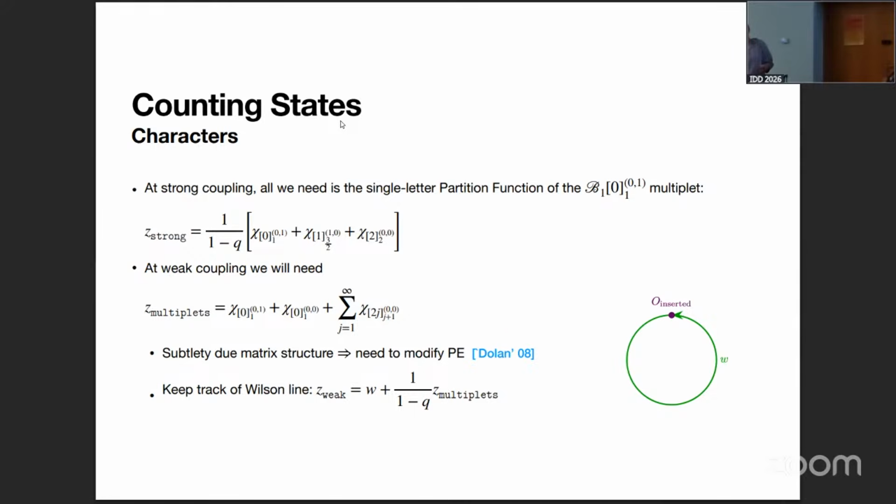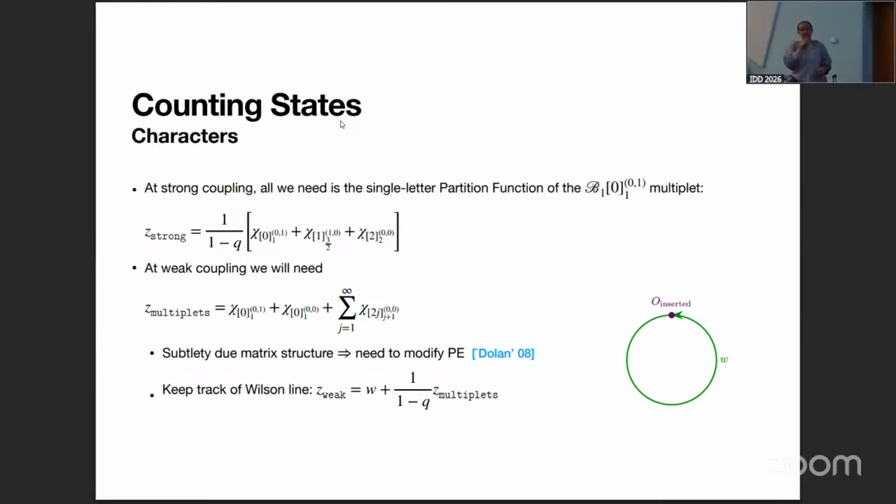And this is the single letter partition function at strong coupling, but at weak coupling we have many more supermultiplets. We actually have infinitely many supermultiplets at weak coupling, but it's okay. We can write their single letter partition function. Another complication at weak coupling is that our operator insertions should respect the order in which they are inserted. So you should understand that we also have our adjoint representation.